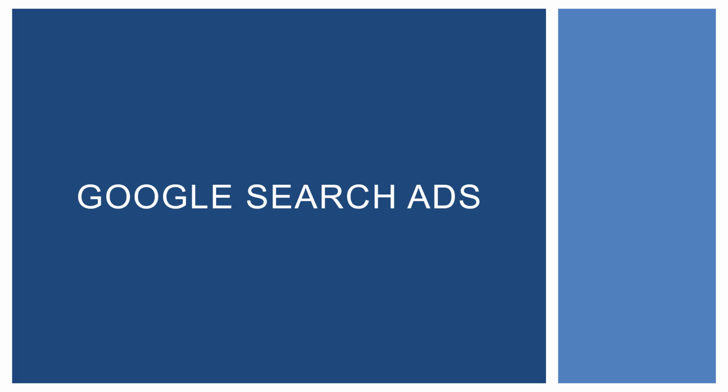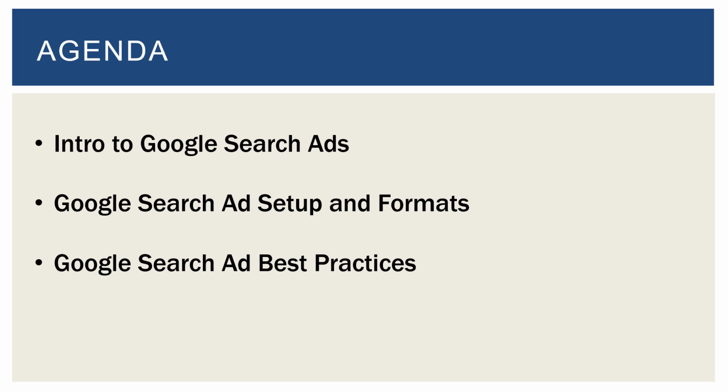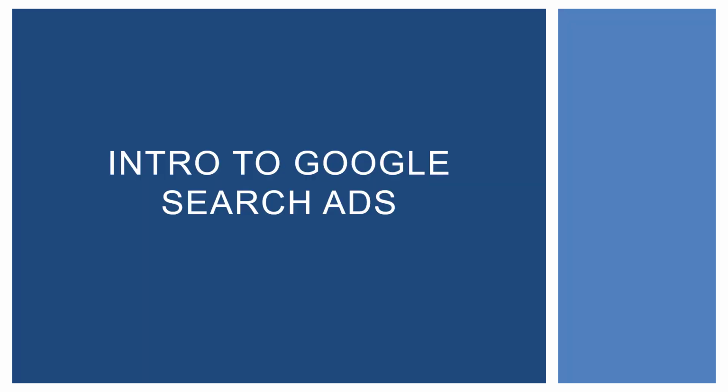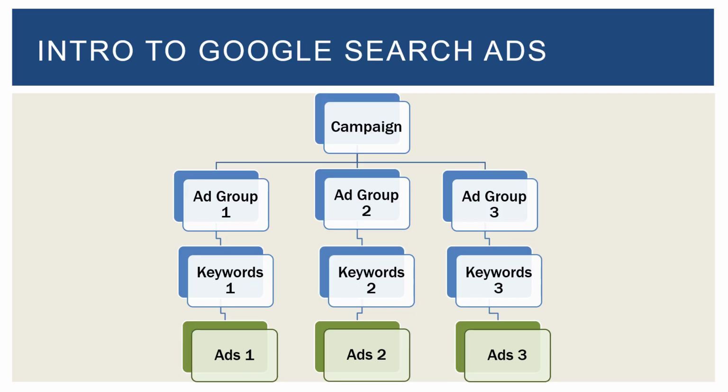Okay, in this video we're going to be going through Google search ads. We'll do a quick intro to Google search ads so you learn more about how they're set up. We'll do Google search ad formats and setup so you learn about the different types of ads you can use in Google search, and then do Google search ad best practices. That way you have your ad set up and everything optimized to where you can make your ad campaigns more profitable. So let's start with an intro to Google search ads as it's set up inside your campaigns.